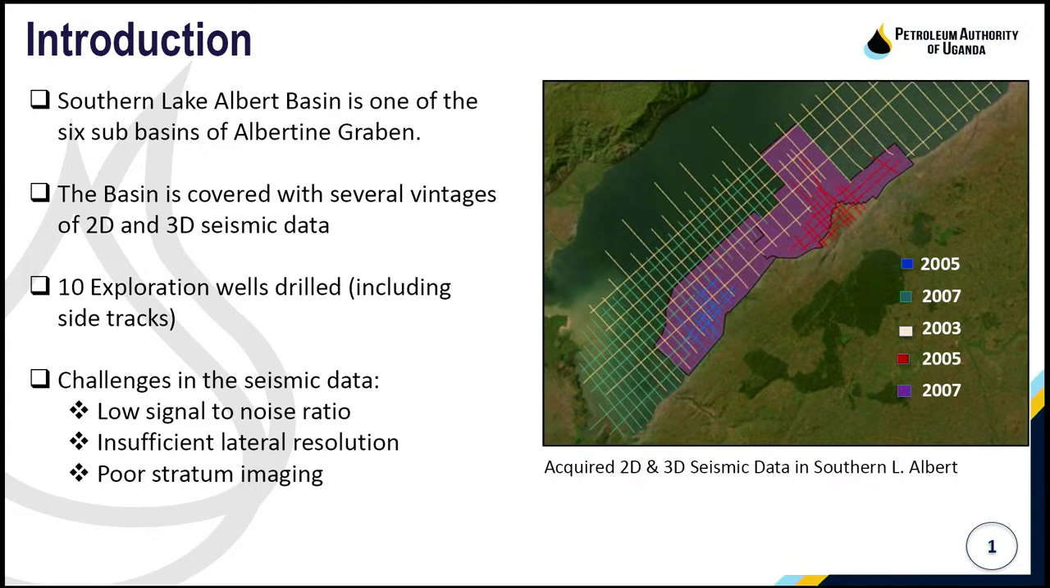But you'll see that during the exploration, so many challenges were faced by the drillers. They had a lot of losses. The reason being, they didn't know very well what was in the subsurface. They didn't understand the real structures. So we find that during the exploration phase, they had to make sidetracks because of the many losses due to some faults which were there. So some of the challenges we have in this seismic data: the data has a low signal to noise ratio, insufficient lateral resolution, and poor stratum imaging.